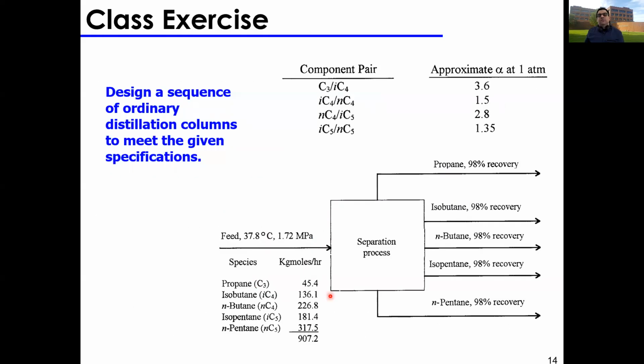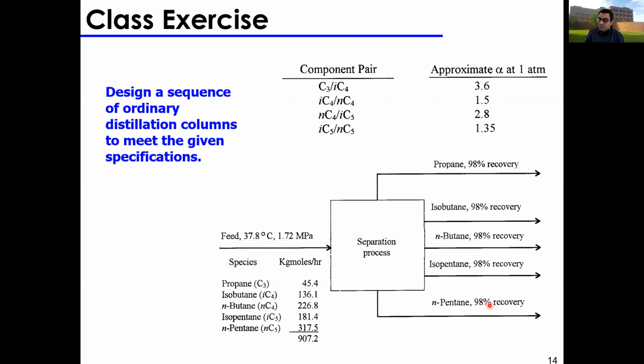Okay, so this is an exercise where you have a feed with propane, isobutane, N-butane, isopentane, and pentane, a bunch of hydrocarbons, and a couple of them are very close, right? 2 pentanes, 2 butanes. You're being asked to design a sequence of ordinary distillation columns to meet the given specification. Your specifications are 98% propane, 98% of every other component, so I want to separate these 5 components out of each other. Okay.